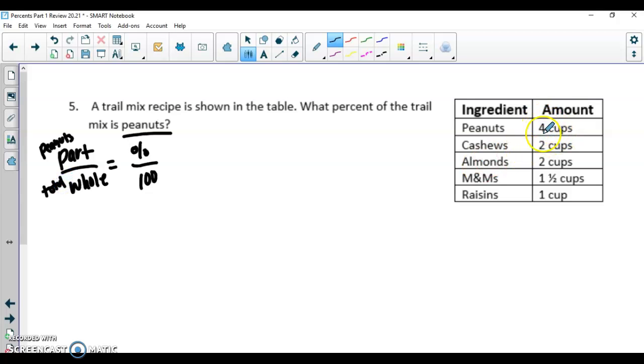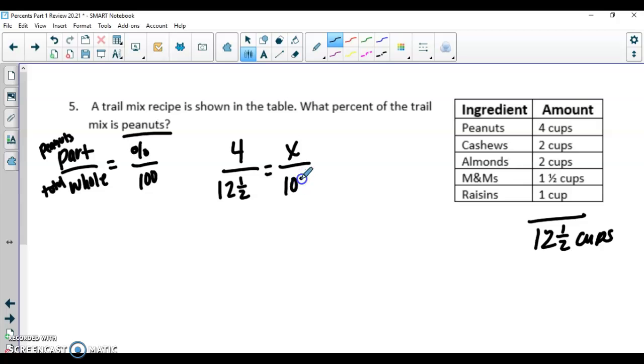So if I look at these, 4 plus 2 is 8, plus another 2 is 10, is 11.5, is 12.5. So we have 12.5 cups here total. So taking a look, part is over whole. So the peanuts are 4 cups out of the 12.5 cups is equal to my percent out of 100.